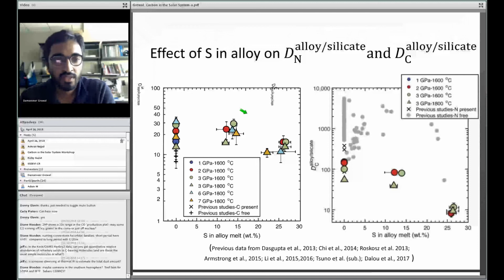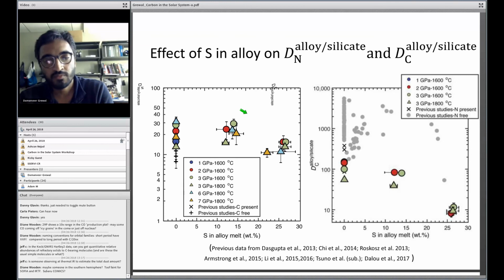I'm sorry, I think these symbols changed, but this represents the partition coefficient of nitrogen. This is the nitrogen concentration in the alloy divided by the nitrogen concentration in the silicate, as a function of sulfur content in the alloy melt. The partition coefficient of nitrogen does not change as a function of sulfur concentration in the alloy melt. If you look at the partition coefficient of carbon between the alloy and silicate phase, it is 100 when an alloy is sulfur poor, which shows that carbon is very highly siderophile under these conditions.